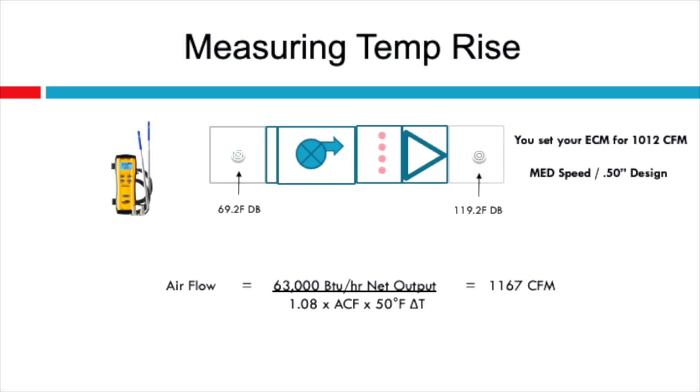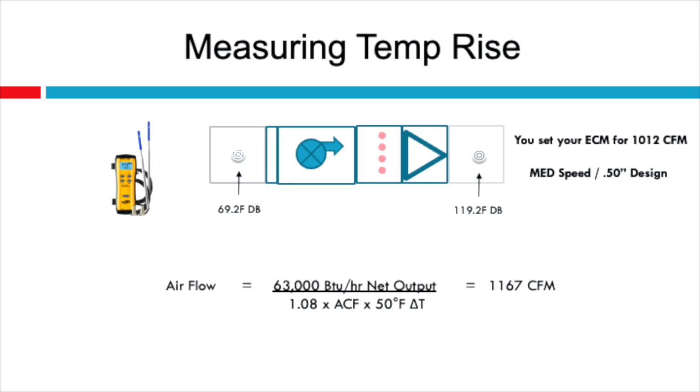And then what our actual delta T was when we measured it on this furnace. In the return, I measured 69.2 degrees Fahrenheit. Of course, in the supply, I measured 119.2 degrees Fahrenheit. When we minus the 2, we end up with a clean 50 degrees.